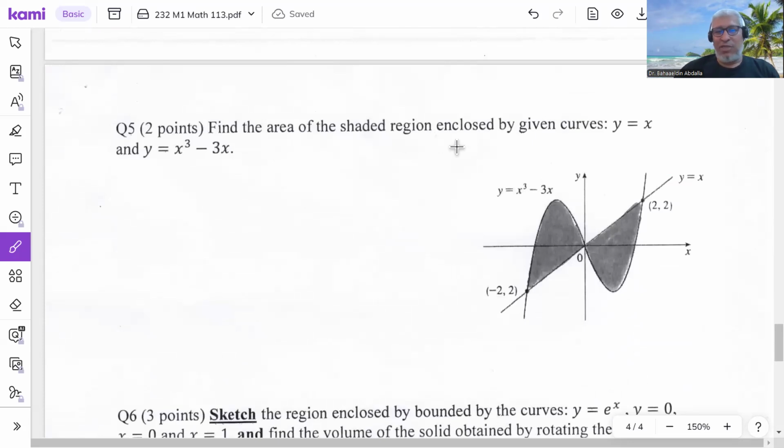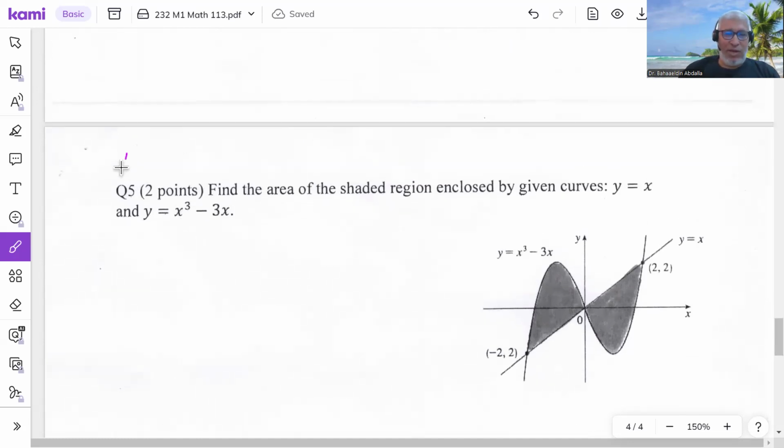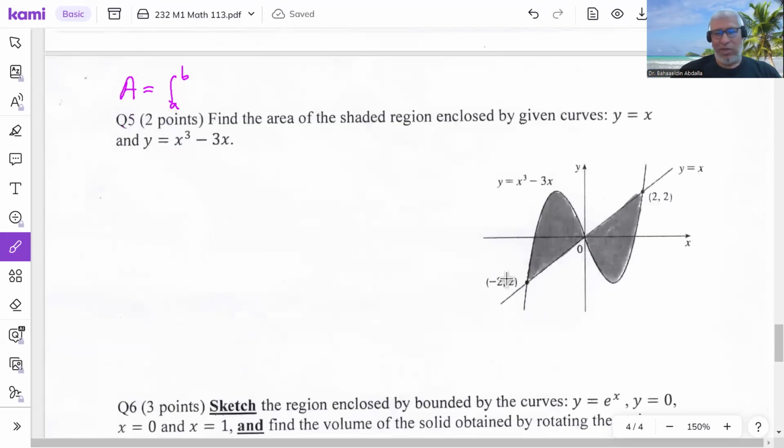Find the area of the shaded region enclosed by the given curves. y equals x, this is the line, and this is the cubic function y equals x cubed minus 3x. Well, what is the formula for the area? The formula of the area is an integral. There is a formula when you have dx, and there is a formula also when you have dy. So which one am I going to use here?